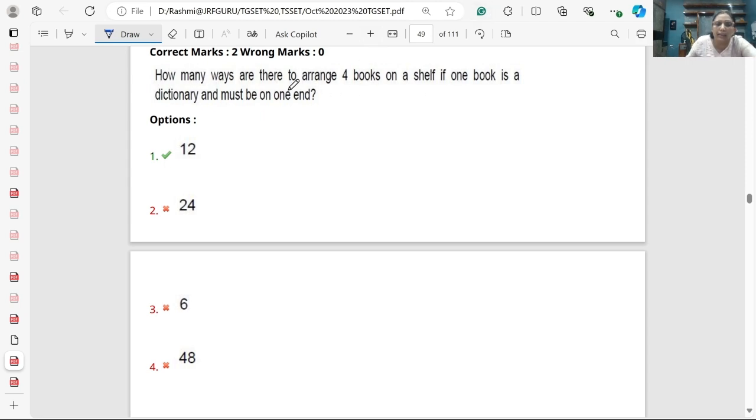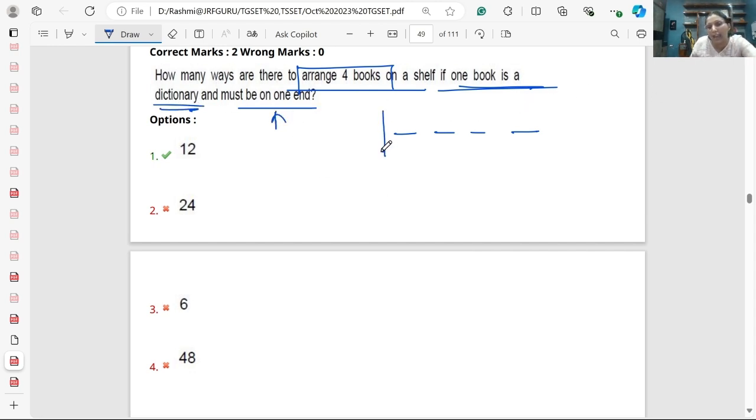How many ways are there to arrange four books on a shelf if one book is a dictionary and must be at one end? So we have to arrange how many books? 1, 2, 3, 4 books. How many ways are there to arrange the four books on the shelf if one book is a dictionary and must be at the end?